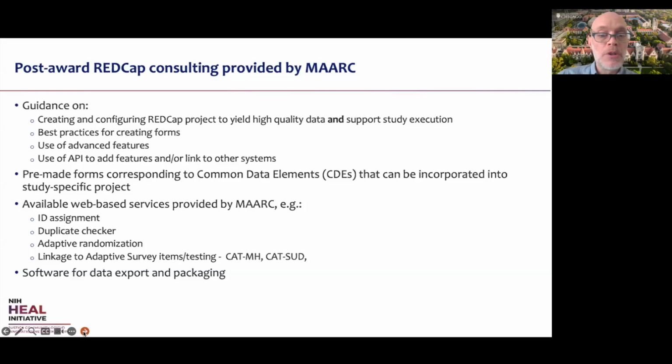We have pre-made forms corresponding to common data elements that can be incorporated into study-specific projects. And there's available web-based services provided by us, including ID assignment, duplicate checkers, adaptive randomization, and linkage to adaptive survey items and testing. So for example, we have the CAT-MH, that's sort of an adaptive survey for mental health items and for substance use disorder, which can be deployed through REDCap. And then software for data export and packaging.